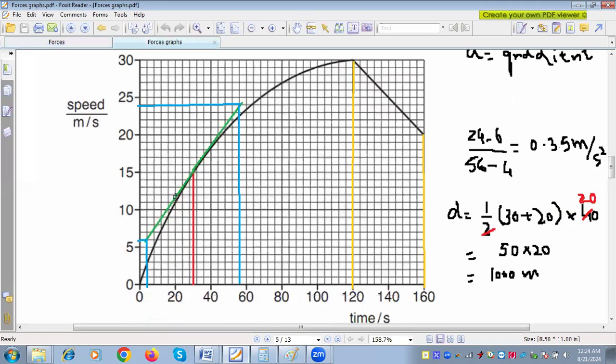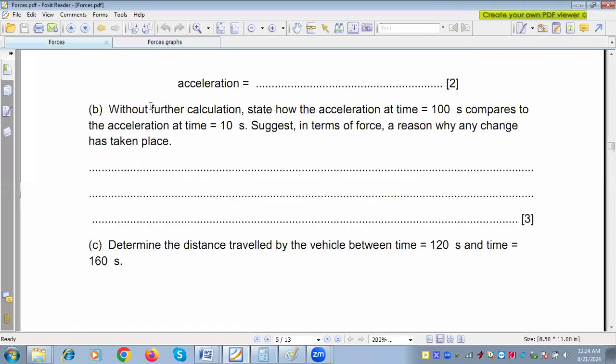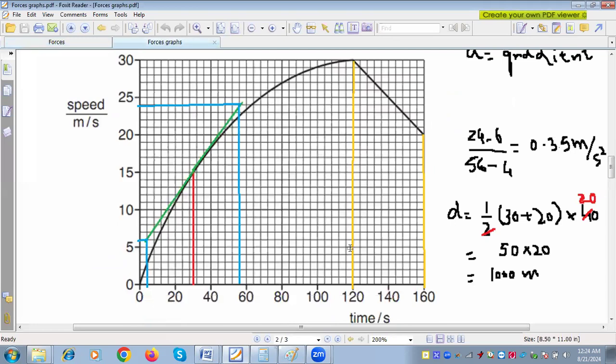This is on the graph. That is a distance. So for the distance, I have used distance. Let me have a look at the question once again. Determine the distance traveled between 120 and 160 seconds. So 120 and 160, this is marked in yellow color.